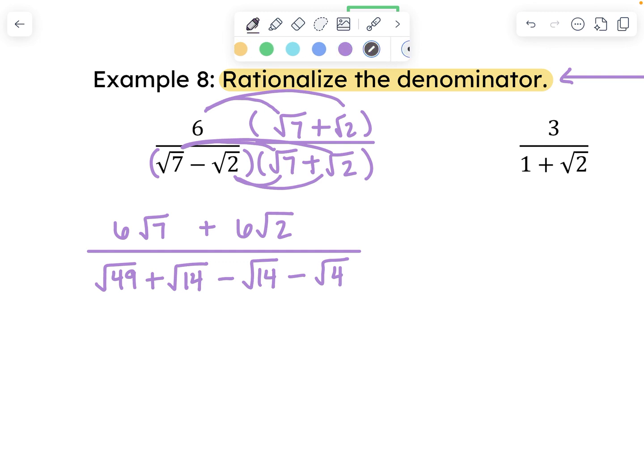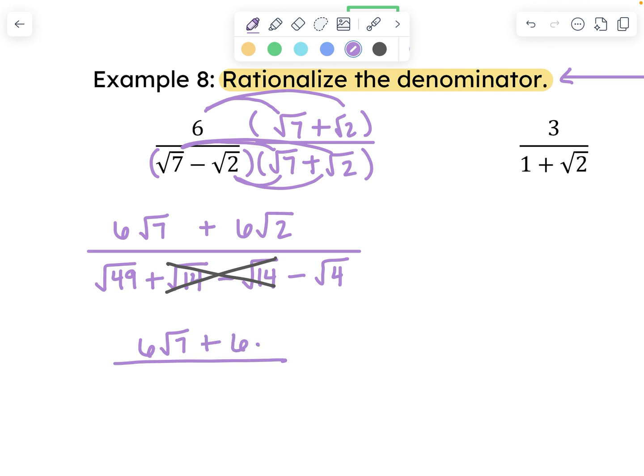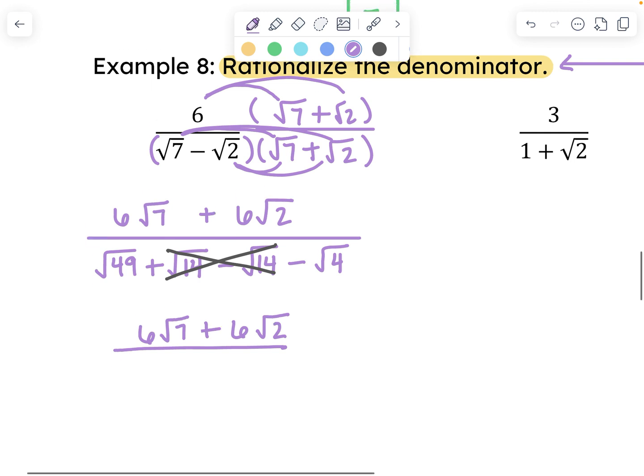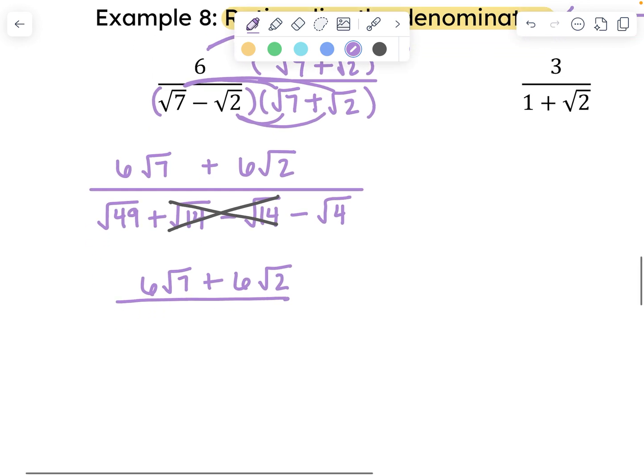So those middle two terms are going to cancel out nice and pretty for us again, like they did in the example above. My numerator is still that 6 square root of 7 plus 6 square root 2. In the bottom, though, now I have two pretty perfect squares that I can simplify. The square root of 49 is 7, minus the square root of 4 is 2.